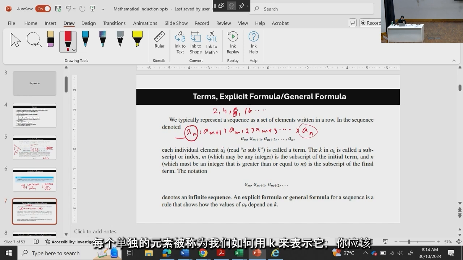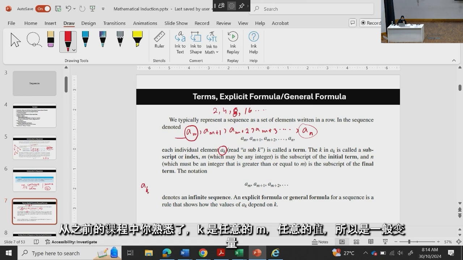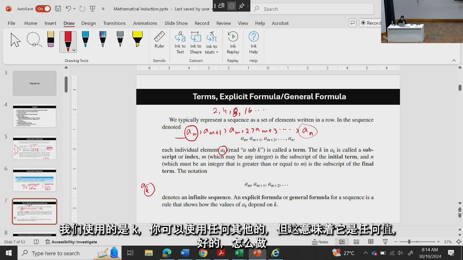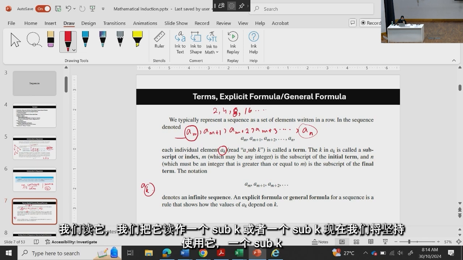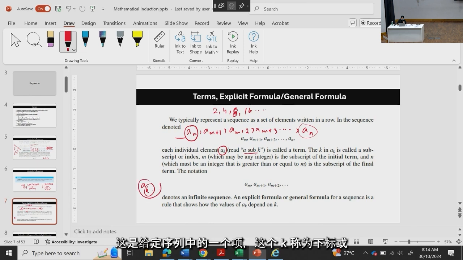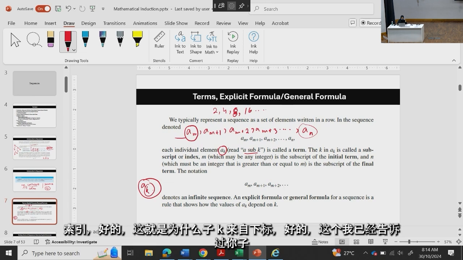Each individual element, how do we represent it? With k. This you should be familiar with from your previous lectures. k is any value, so the general variable we use is k. You can use any other, but this means that it is any value. How do we read it? We read it as a sub k, and this is one term in a given sequence. This k is known as a subscript or an index. That is why a sub k is from subscript.